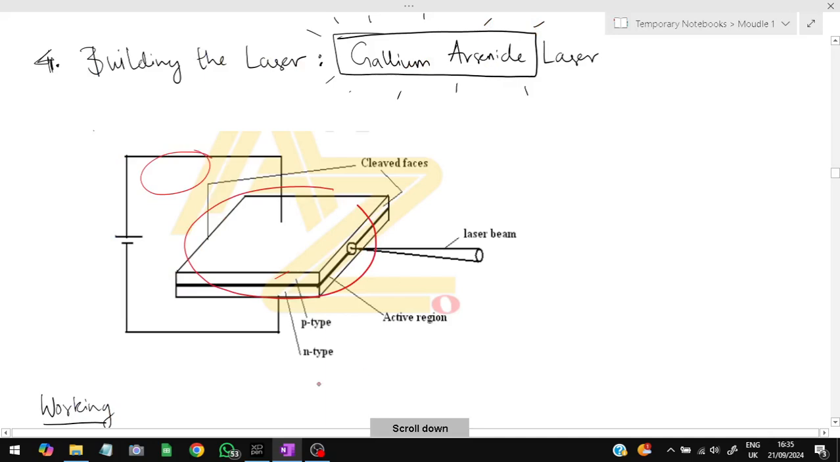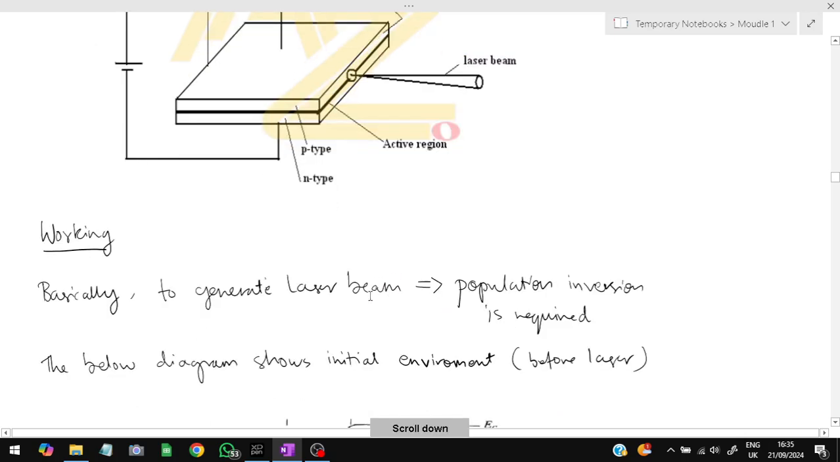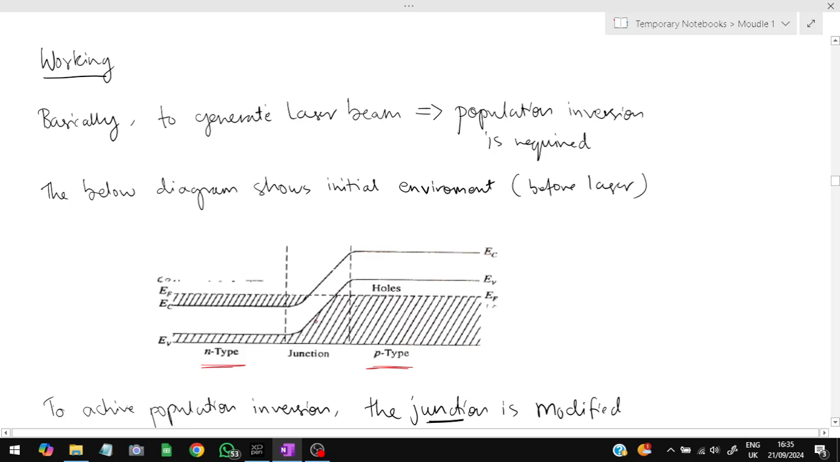So how does it work? To generate the laser beam, population inversion is required. That means at the higher level, more electrons are required than at the lower level. How do we achieve that? The below diagram shows the initial environment before the laser, the p type and n type. Let's zoom a bit into this part. We have the junction here. The middle part is called the junction, this is the n type and this is the p type, with n at the bottom and p at the top. We have different kinds of energy levels present here. The shaded part is where the electrons are present initially. Now we have to modify the junction.